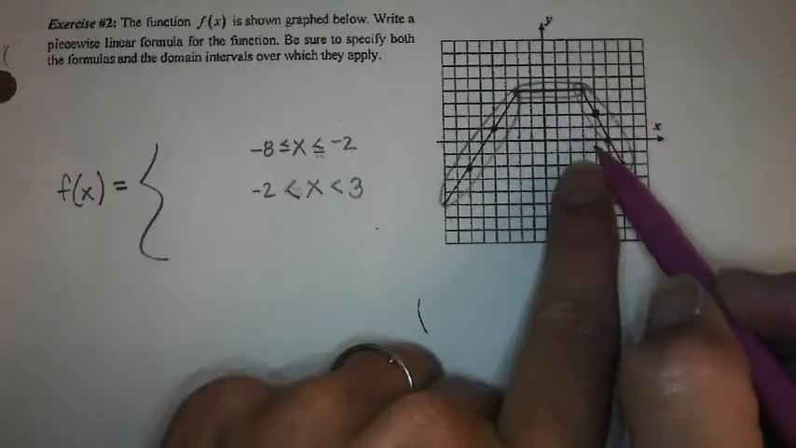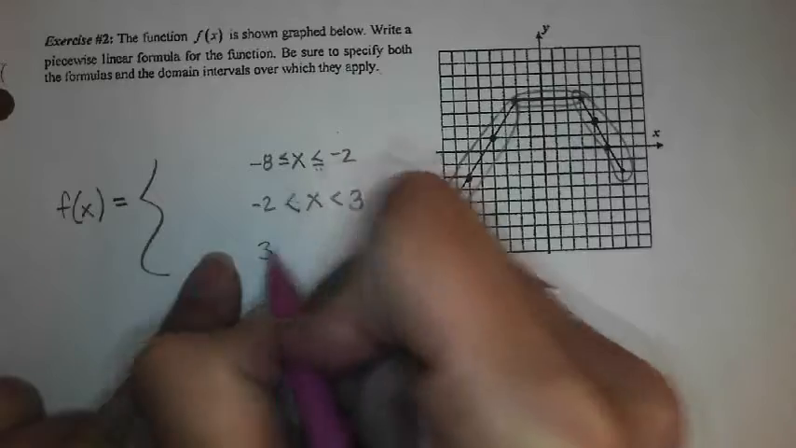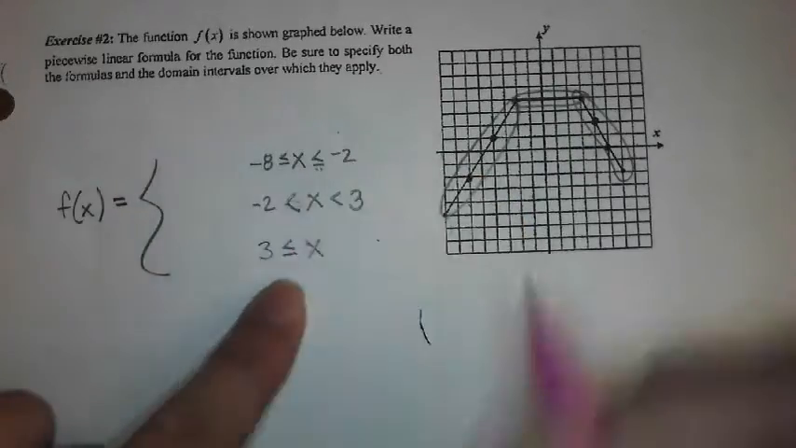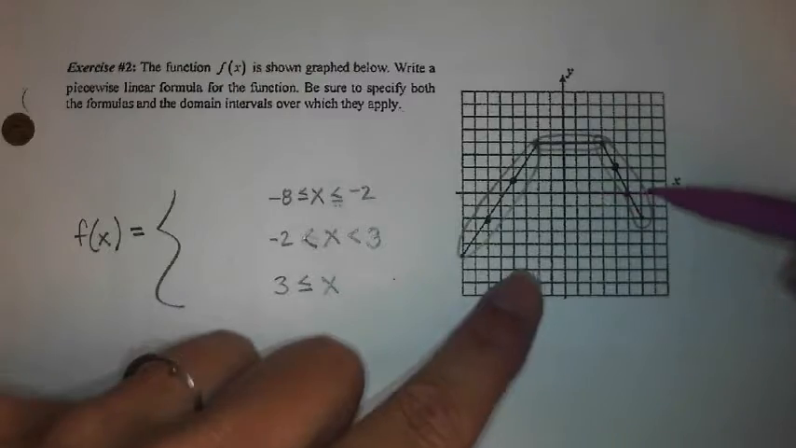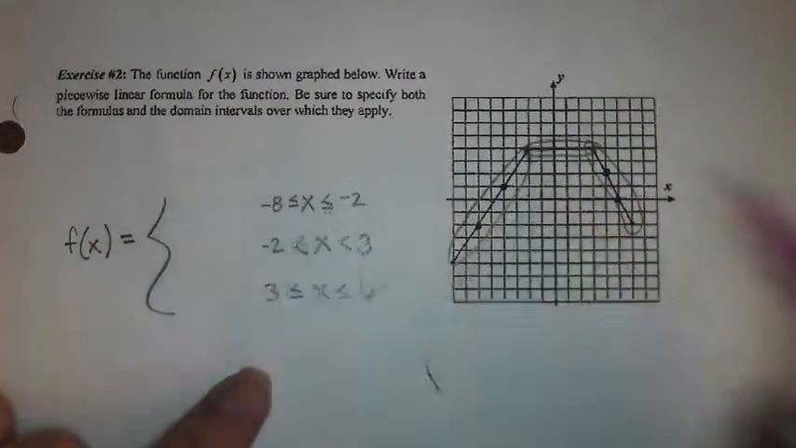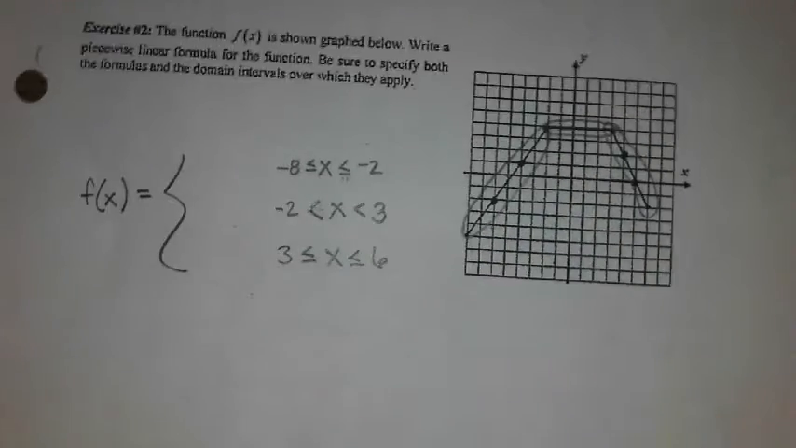So when my third piece picks up at 3, I am going to include that there, and it's less than or equal to 6. Set your intervals first, okay?